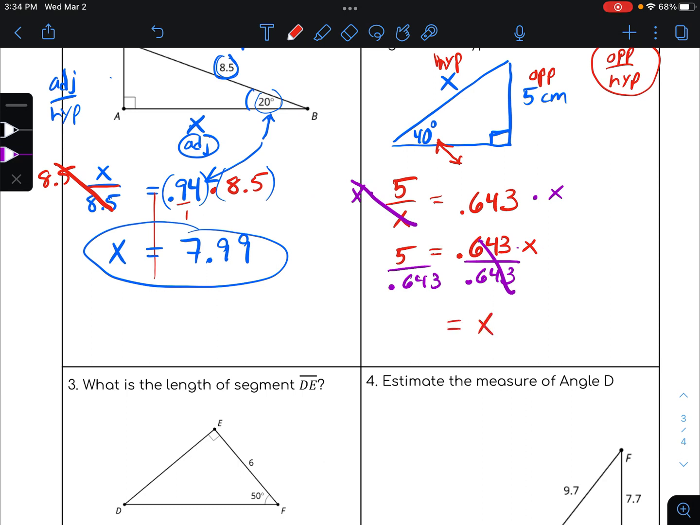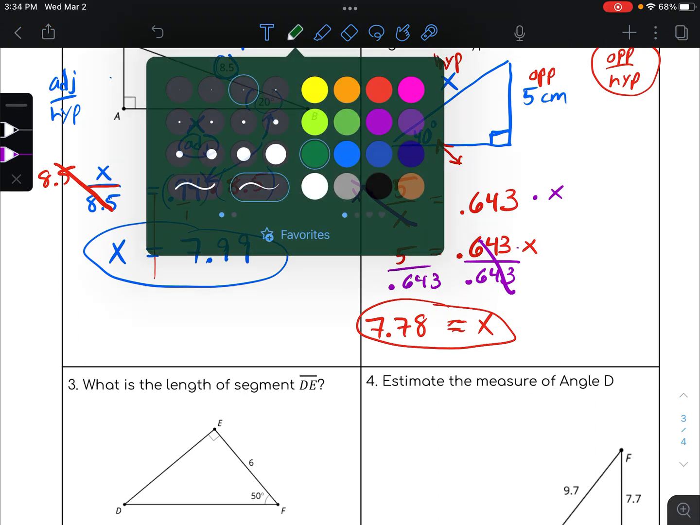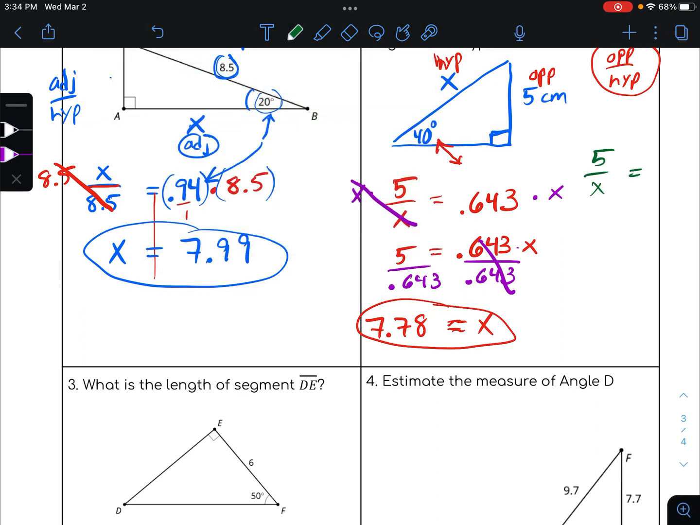And that means x is going to be equal to 5 divided by 0.643, which is about 7.78. Okay. Now, in problems like this, another way to think about it, if we had something like 5 over x is equal to 0.643, another thing you could do is think of that as 0.643 over 1, and then do our cross multiply and divide. We've done that before. So 5 times 1 is 5, is equal to x times 0.643.